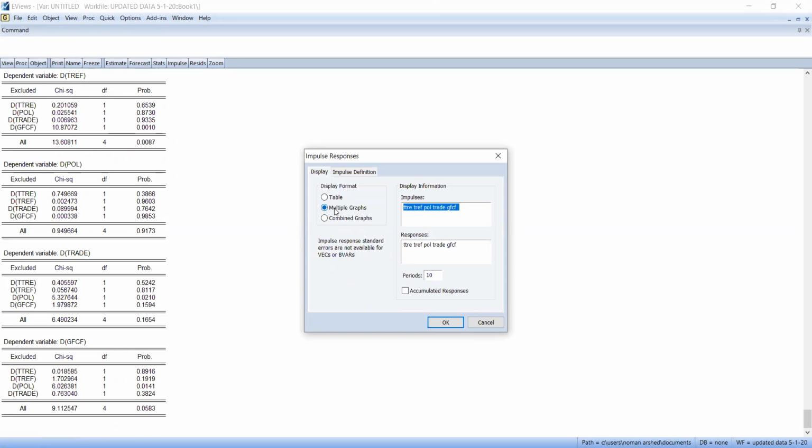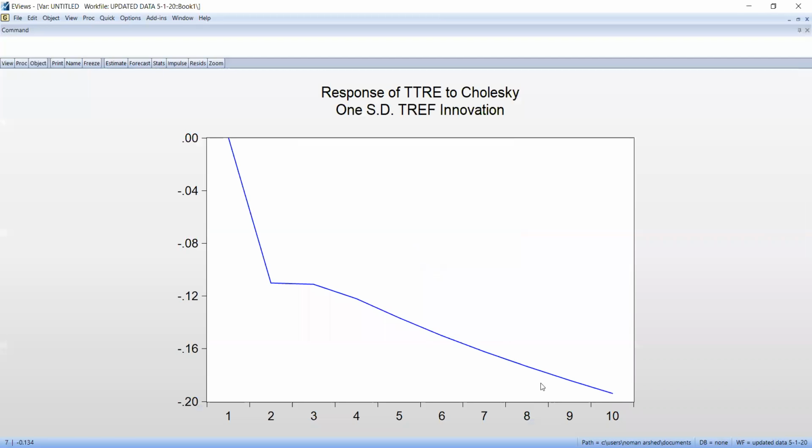In the impulse response function, you will add all the variables. Let me remove all of them and use one so that I can use two impulses, and you use impulse as tax reforms only and response for tax revenue only. So it will show me this graph. It is saying that if there is, let me write it here.